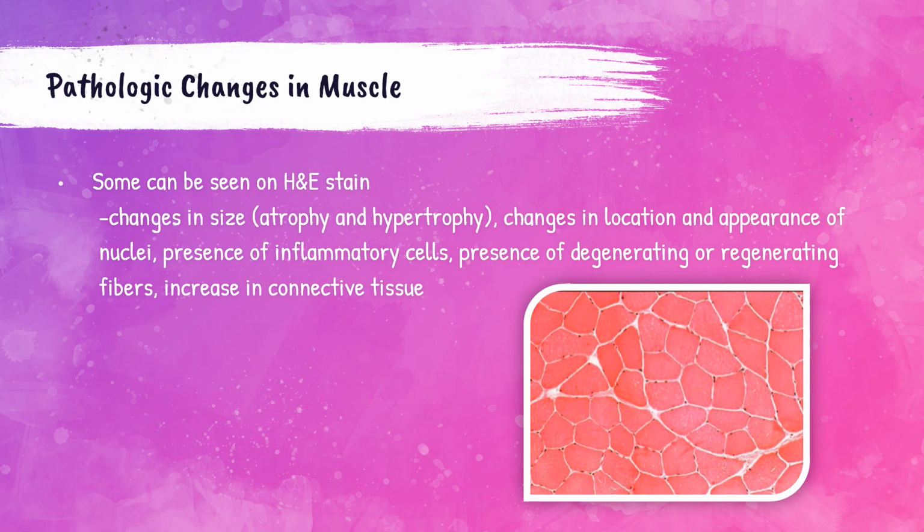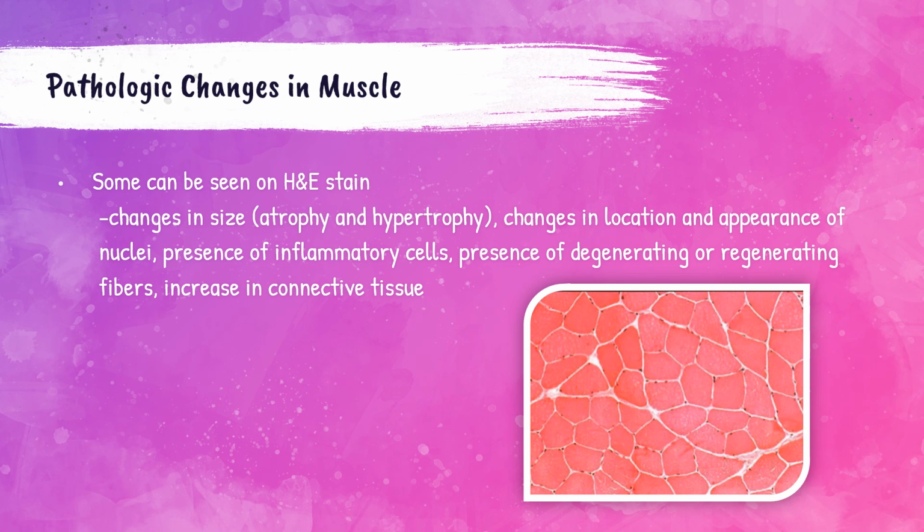Now that we've discussed the histology of muscles, pathological changes in the muscle can frequently be seen on the H&E stain. And H&E, remember, is hematoxylin and eosin stain. These pathological changes can be changes in size, so atrophy or hypertrophy of both individual fibers and groups of fibers. Atrophy is the wasting or thinning of muscle mass, whereas hypertrophy is the increase in size of skeletal muscle through the growth of its cells. There can also be changes in the location and appearance of the muscle cell's nuclei.